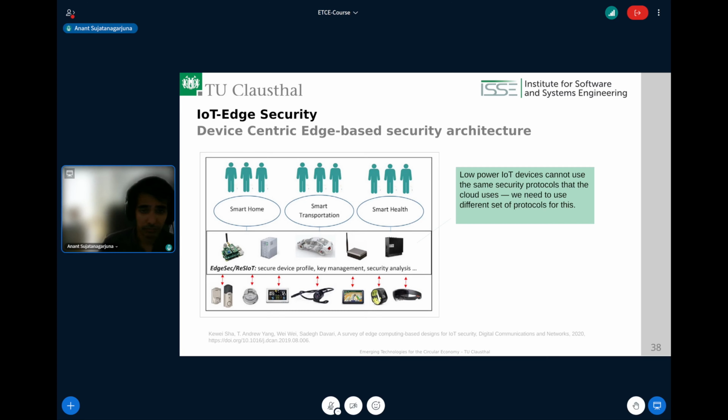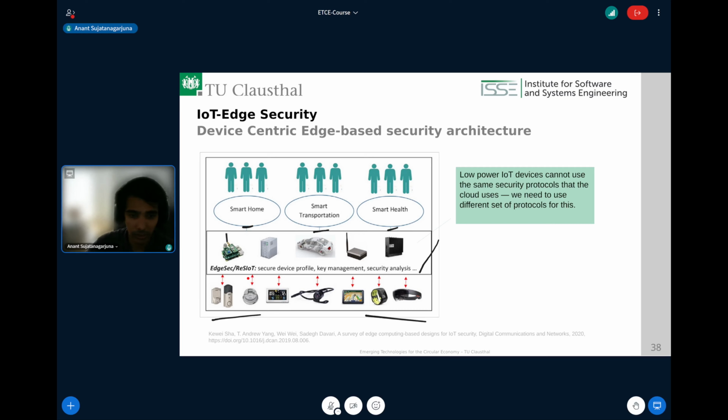On the other side, you also have the device-centric approach. Low-powered IoT devices, your tiny sensors here, and also the edge devices cannot really use the same security protocols that the cloud uses, because like I said, they don't have the same processing power and also electrical power that the cloud has. And depending on your application, smart home, smart transportation, smart health, you want to offload some of that data to the cloud.